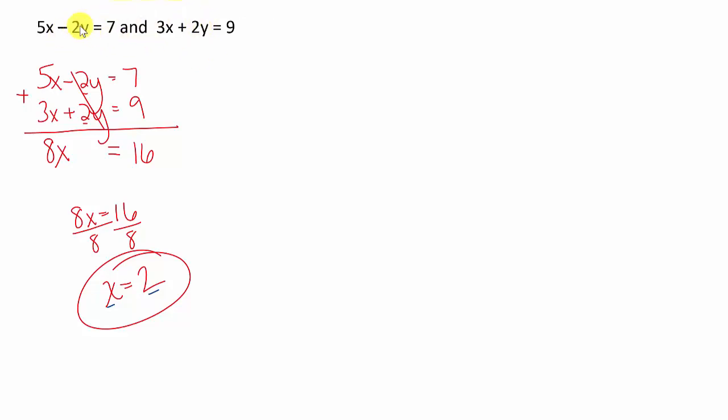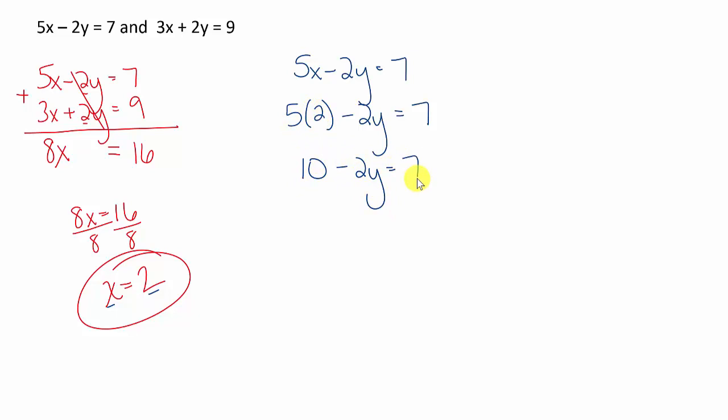It doesn't matter which one you use. I'm just going to use this first one here. So 5x minus 2y equals 7, and I'm going to replace x with 2 because those two are equivalent. So x is 2. And 5 times 2 is 10, minus 2y equals 7. And now I just want to solve for y. So I'm going to move the 10 to the other side by subtraction. So I get -2y, don't forget that negative there, -2y equals -3.